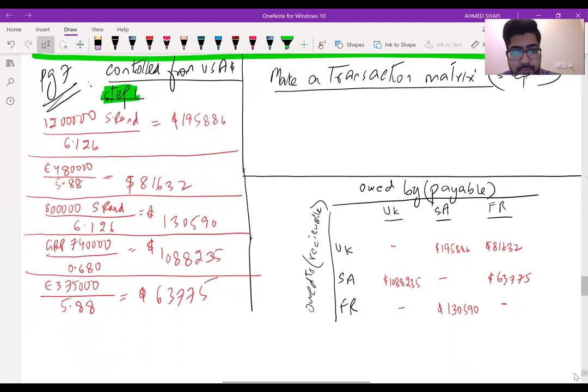So first, you converted all balances into one currency. And second, you need to make a transaction matrix, owed by, owed to. Mention all countries. Mention the transactions at the correct intersection. That's it. Now last step.